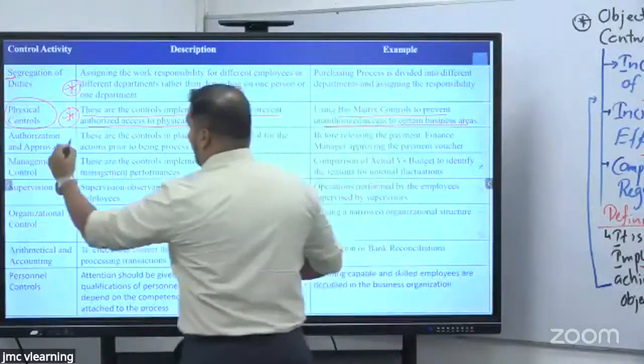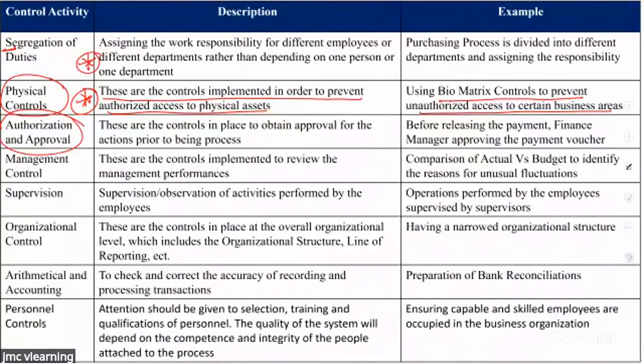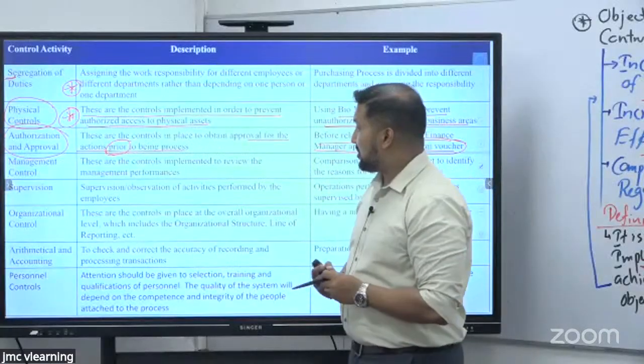Right. Then authorization and approval. These are the controls in place to obtain approval for a certain action prior to being processed. Very important: prior to being processed. Clear? Example, before releasing the payment, the finance manager will approve the payment voucher. We discussed this. So without an approved payment voucher, none of them are allowed to release cash.